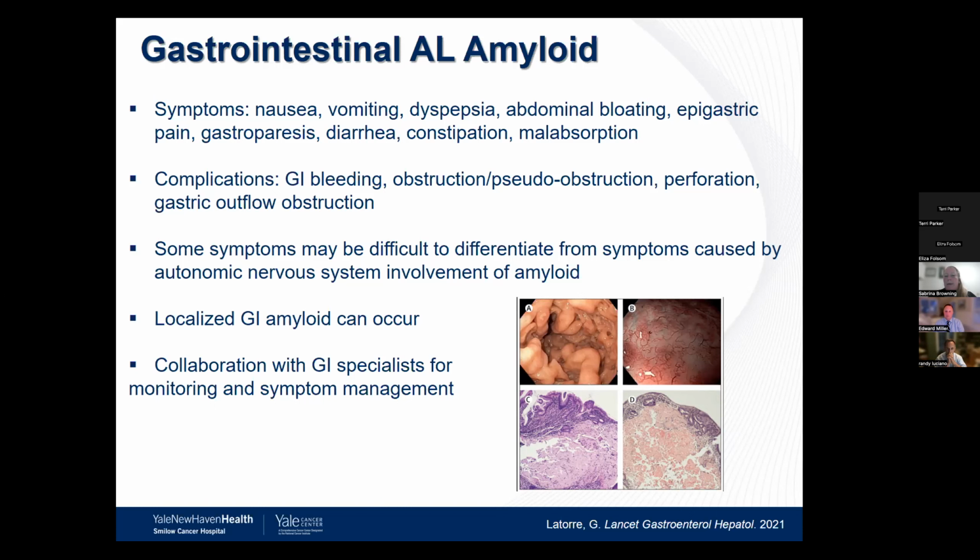Patients with GI amyloid can also have complications that can include GI bleeds, obstructions, intestinal perforation, or gastric outflow obstruction. And GI amyloid can also be localized in nature, and therefore it is important for patients who have Congo red positivity on a GI biopsy to complete a comprehensive evaluation to determine the presence of amyloid involvement in other organs, which would indicate systemic disease. And close collaboration with our GI colleagues is very important, both for monitoring and symptom management for these patients.